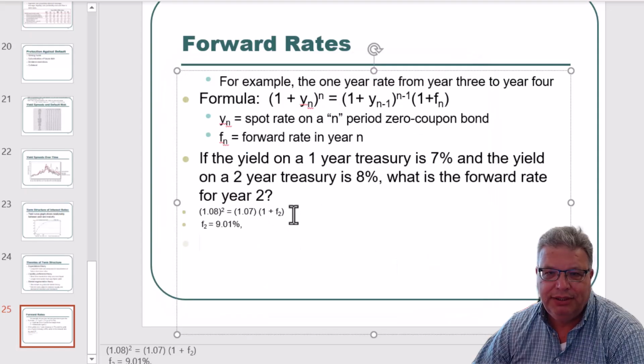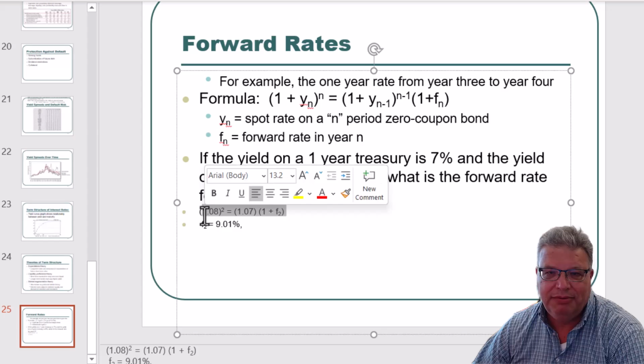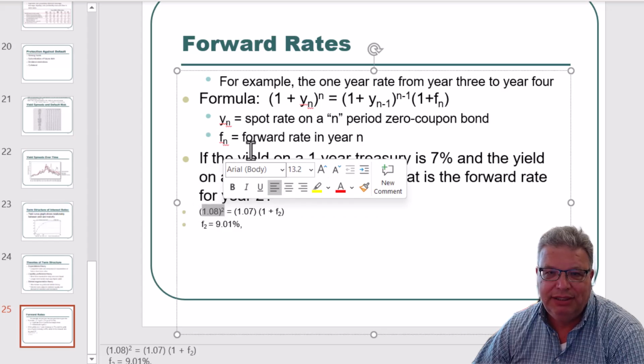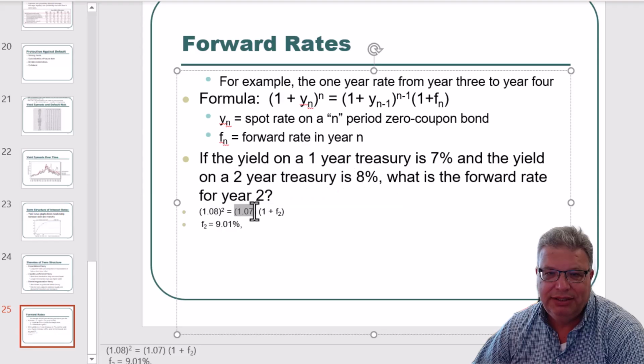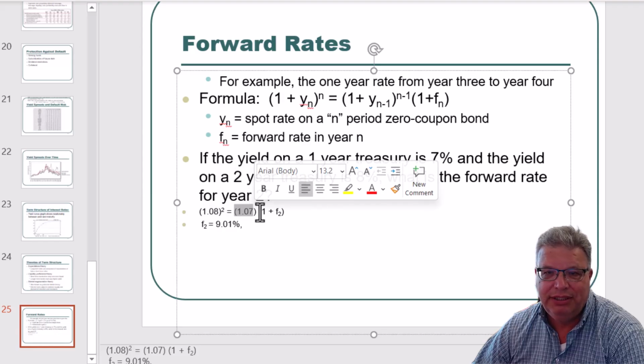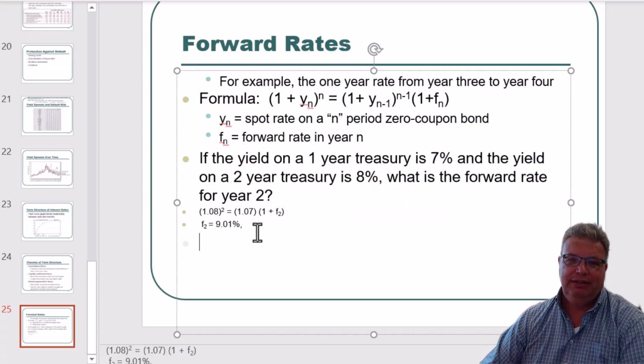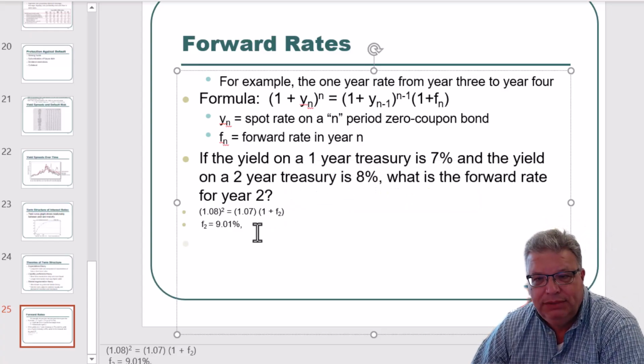Okay, so this is how you would solve that problem. It's basically a little algebra. You plug in that 8% right here, that's for the 2-year. Here's the 7% for the 1-year. And then you have to solve for the forward rate in year 2, and so you get that 9%.